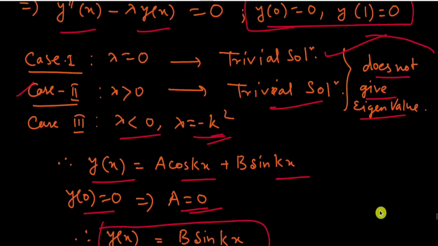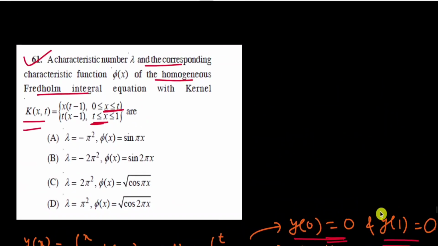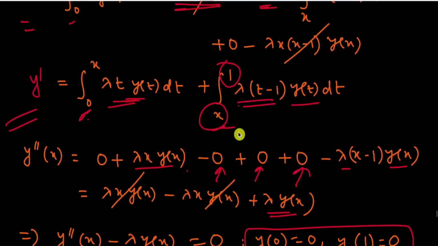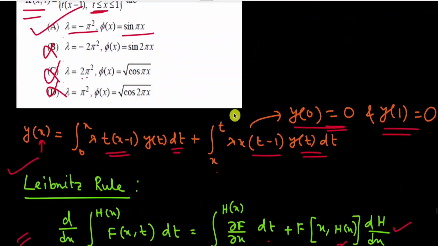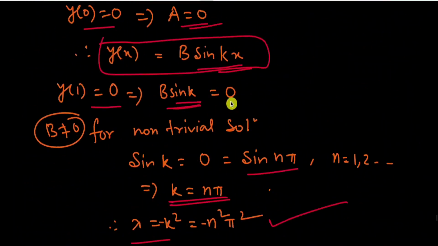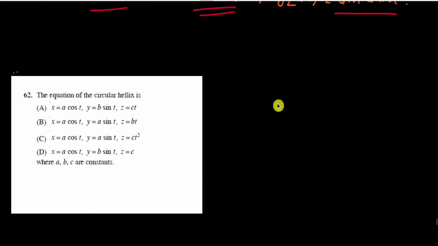Now we check the options for the correct answer. Now for lambda equal to minus pi square, y(x) equal to sin pi x, this is correct, and for lambda equal to 2 pi square, these are not correct from our calculation. So here only option A is correct. Go to the next question, question number 62.